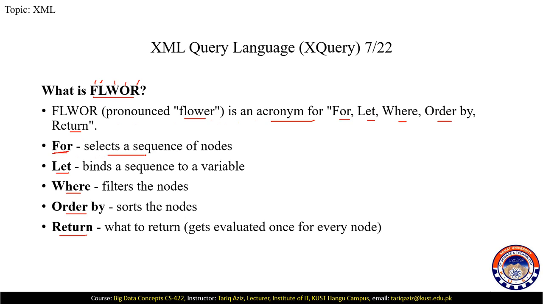If it will select a sequence of nodes. Okay, and what's the advantage of let clause? It binds a sequence to a variable, and we will look at particular examples of all these clauses. Why we use where clause? We are already familiar with this where clause from SQL. It will filter the nodes, and the order by clause is used to sort the nodes, whether in ascending or descending order. And what is the return clause? As its name suggests, what we want to return, so we will use the return clause for that purpose.